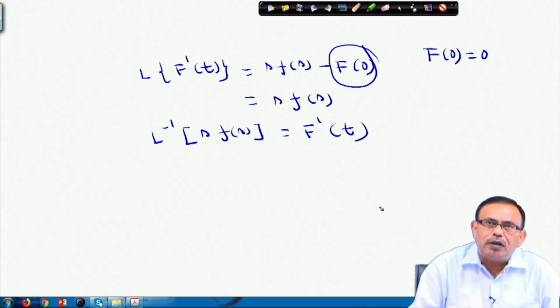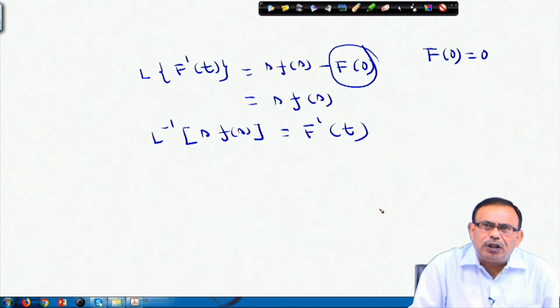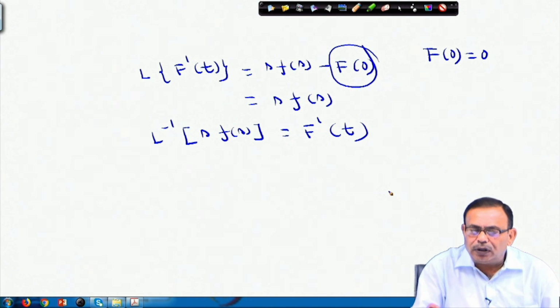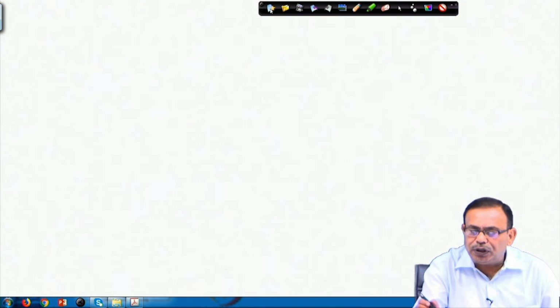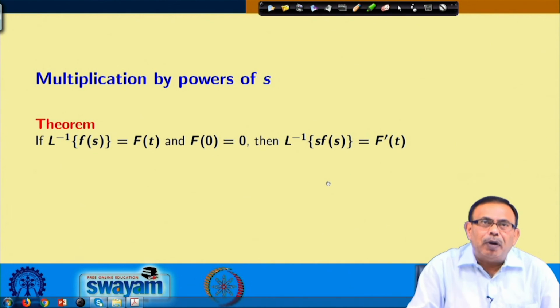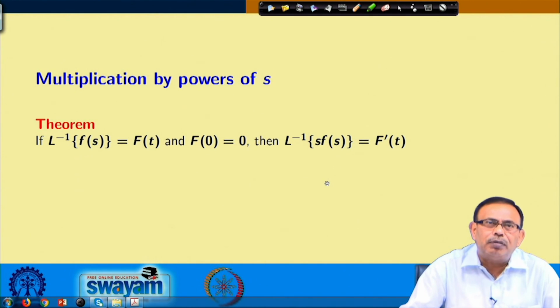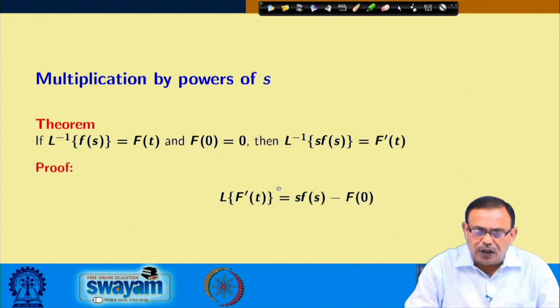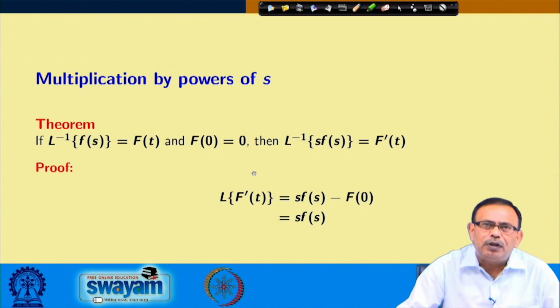So, let us stop here. In the next lecture, we will see the division by power of s also, since we have done it for the multiplication by power of s. We will see that over there, and this is the proof of this example.